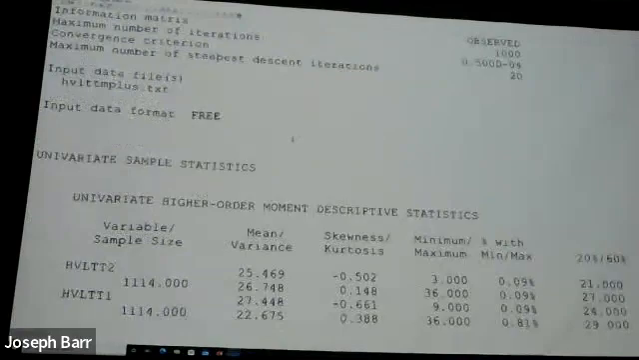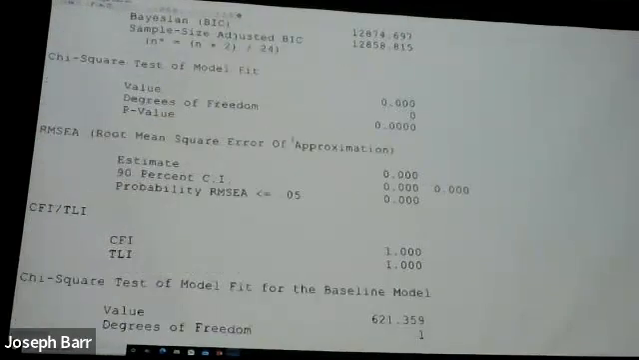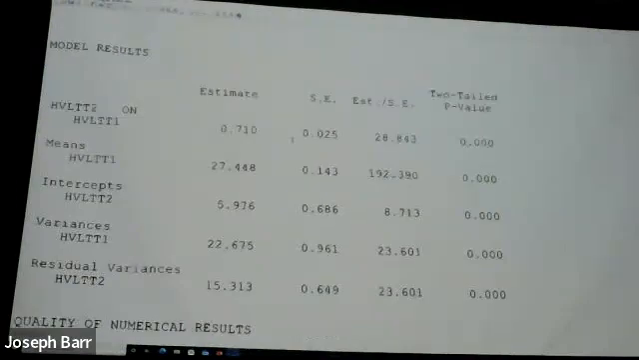Let's see. Model result. Dependent variable HVLTT2 on HVLTT1. The coefficient slope is 0.710. Standard error, t ratio, p values. And then here, means, mean of HVLTT1. That is the mean. And this is beta 0.